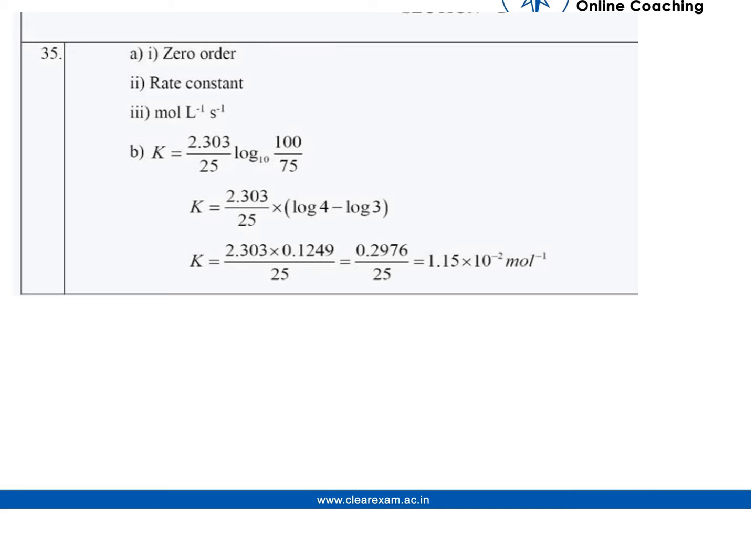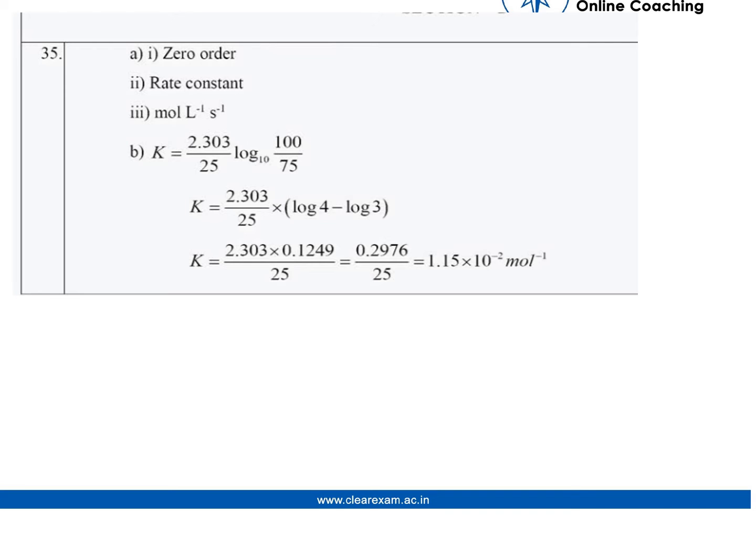The first part in A was asking the order of the graph. Since the graph is between concentration of reactant and time and is a straight line, therefore it is a zero order graph. The slope of the graph will represent the rate constant. The third part is what is the unit of the rate constant, and the unit of the zero order rate constant is mole liter inverse second inverse.